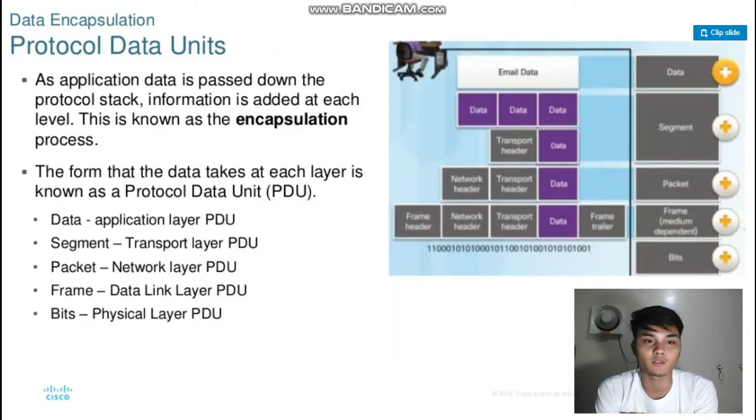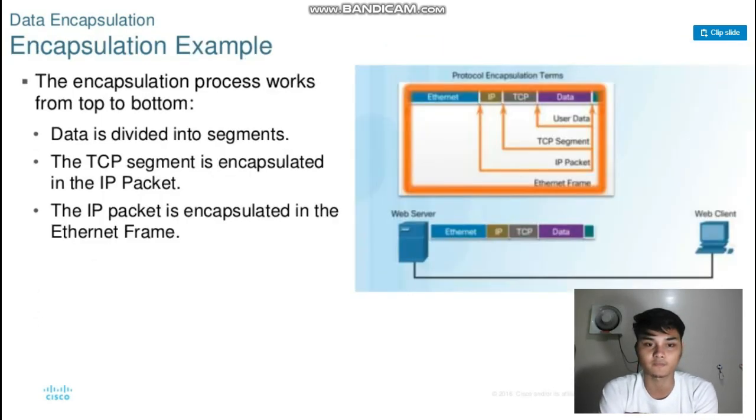So we have protocol data units: data, segment, packet, frame, bits. Data is the application layer PDU, segment is the transport layer PDU, packet is the network layer PDU, frame is the data link layer PDU, and bits is the physical layer PDU. As application data is passed down, protocol stack information is added at each level. This is the encapsulation process.